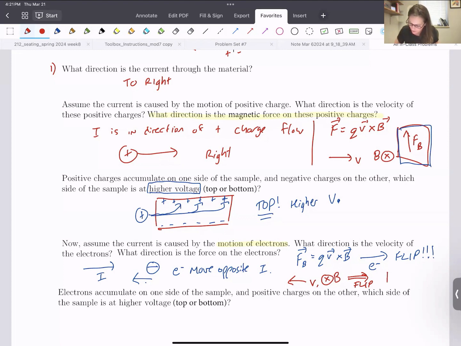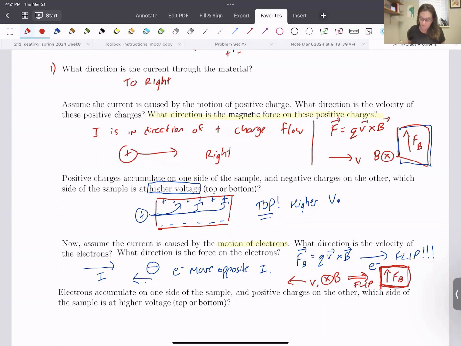So F sub B is still up. So go ahead and pause the video for a sec. Make sure that you understand the first time, a positive charge, V cross B went to the top of my paper that I'm writing on. I didn't have to flip it. Negative charge heads in the opposite direction. V cross B went towards me, except I flip it. So now it was still going towards the top of the page.